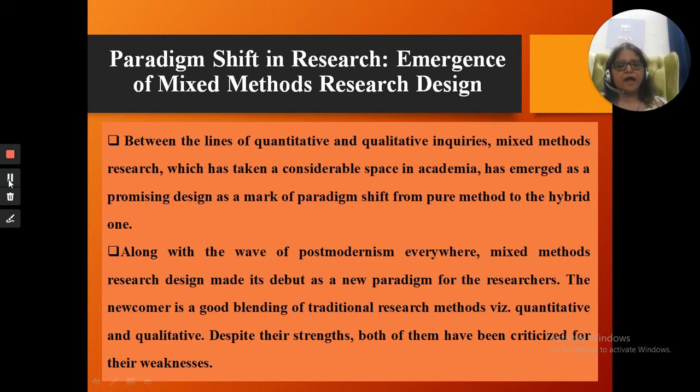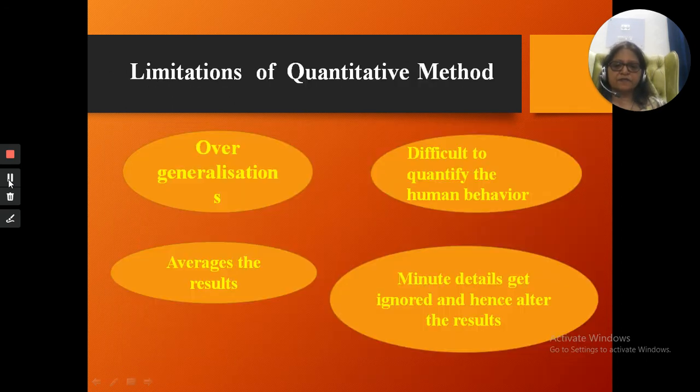It is basically a hybrid method. It takes up a few strengths of quantitative research methods and a few strengths of qualitative research methods, and then goes through the research and concludes with the results and the reports. So during this postmodernism, everywhere mixed method research design is becoming very popular, and it's trying to overcome the criticisms related to qualitative and quantitative research methods.